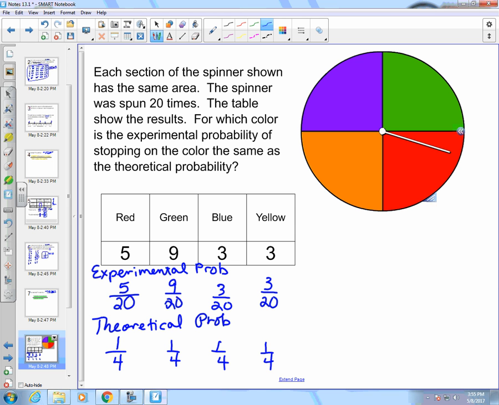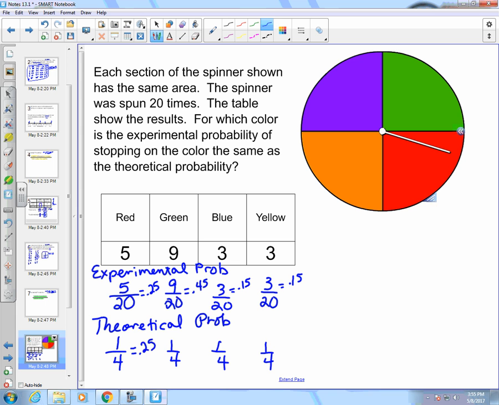All right, theoretical probability, experimental probability. When we look at the numbers on these, we know that 1/4 is equal to 0.25. 5/20 is also equal to 0.25. So we should already look and say, hey, the red from experimental was the exact same as the theoretical. Whereas the green was at 0.45, the blue was at 0.15, and the yellow was also at 0.15.